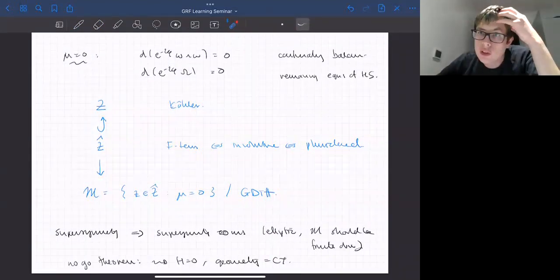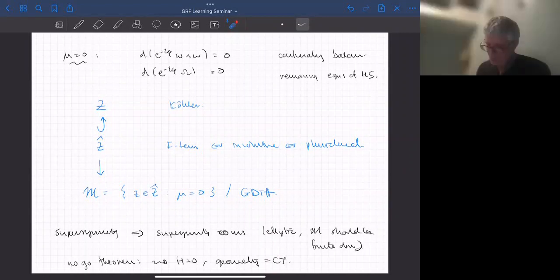Sorry, you said that this is in the case you have the gauge fields, or if you don't have any gauge fields? If you don't have, okay, sorry. Yeah.